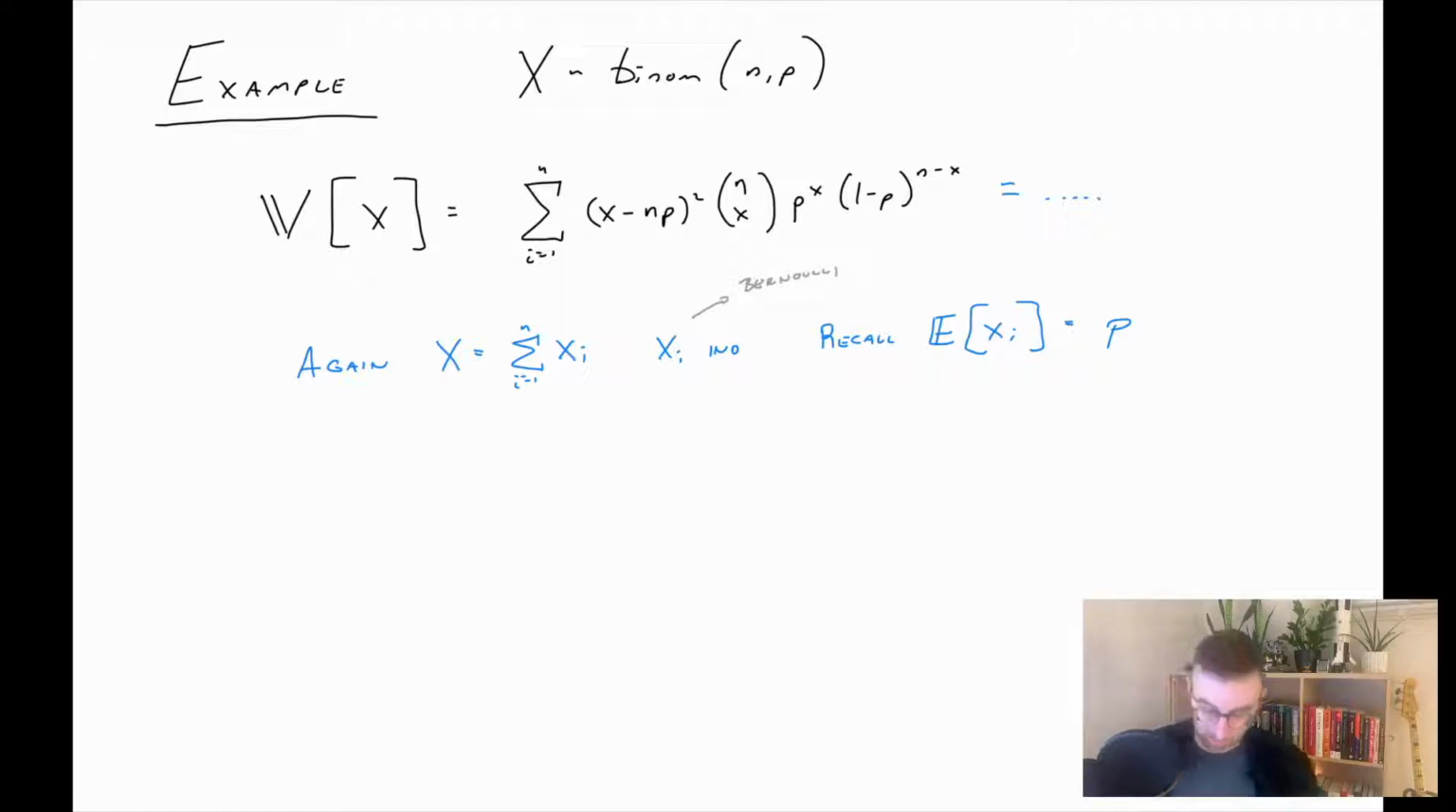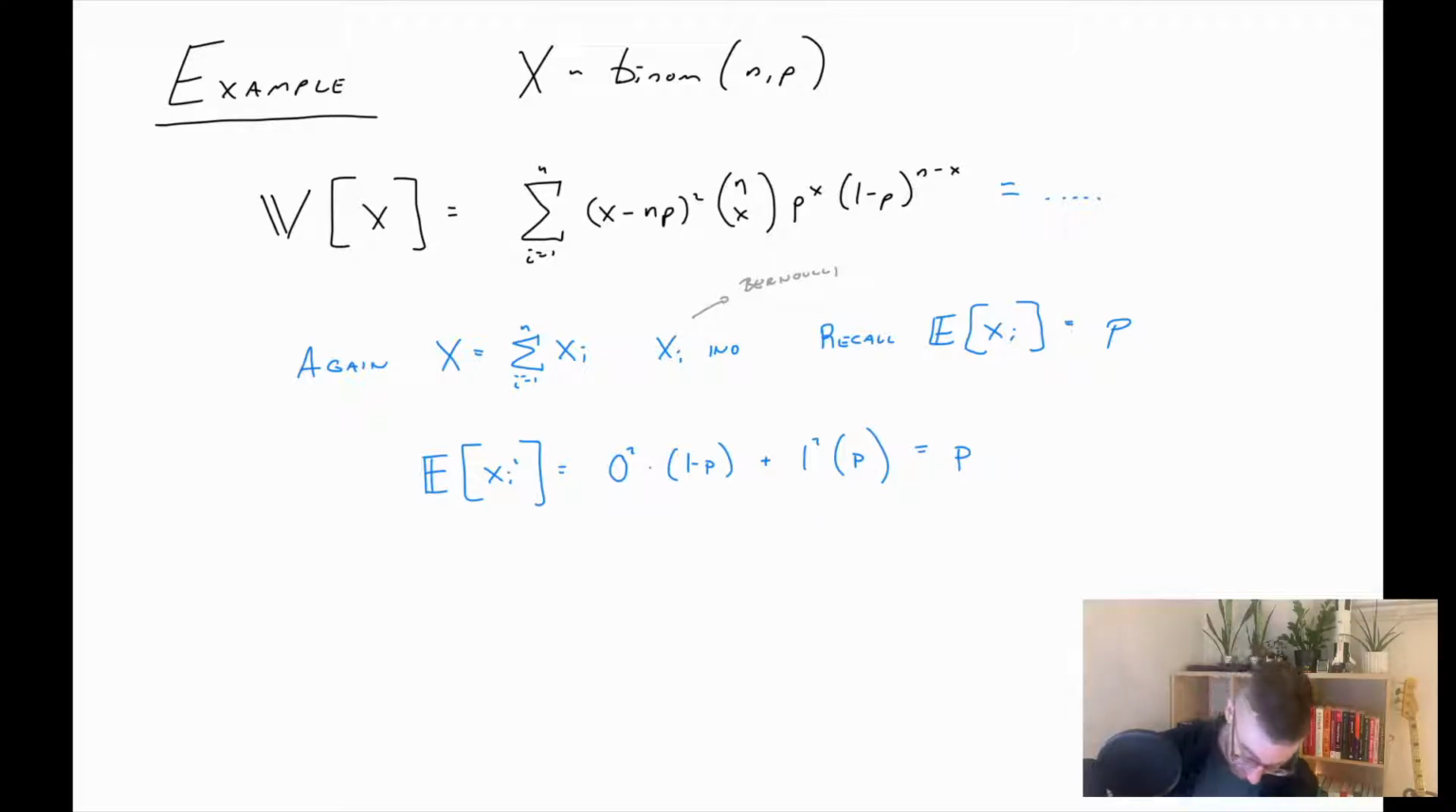Okay, so if that's the case, we already know the expected value of each xi is p. We saw that last time. So now what I'm going to do is get the expected value of xi squared. Again, xi can only take two possible values. So it can take 0, so 0 squared times 1 minus p plus 1 squared times p. That's p. Pretty easy. So now I can get the variance of each xi.